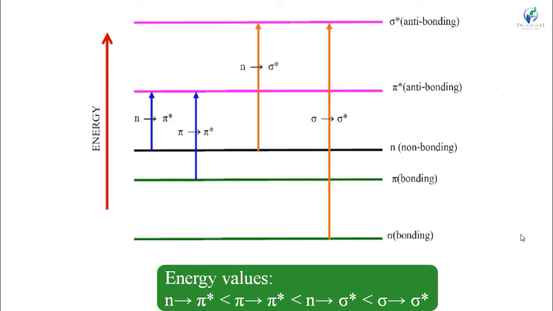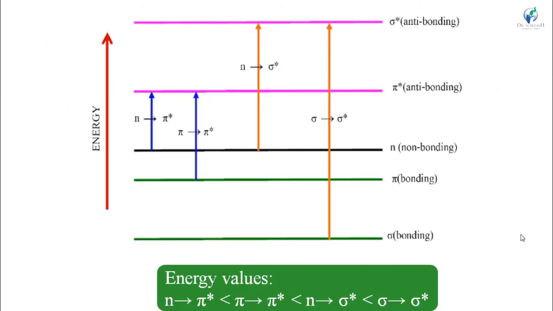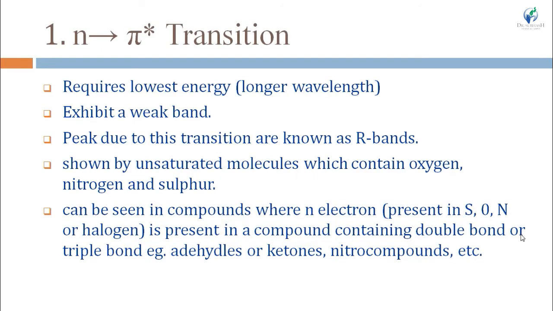Now we will see each of these transitions in detail. So first transition is n to pi star transition. We will see first n to pi star, then pi to pi star, then n to sigma star and then sigma to sigma star transition. So the first is n to pi star transition.